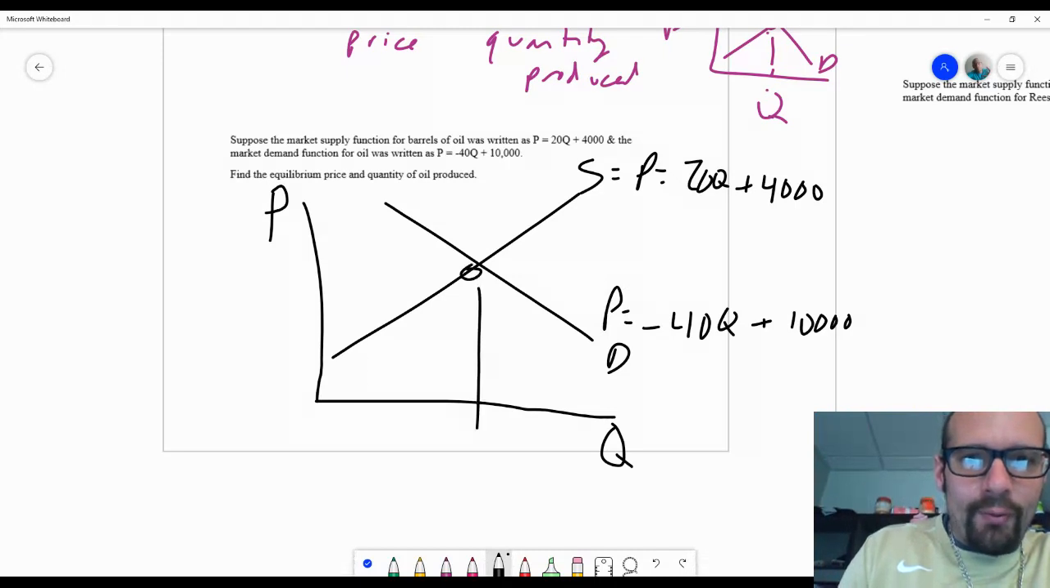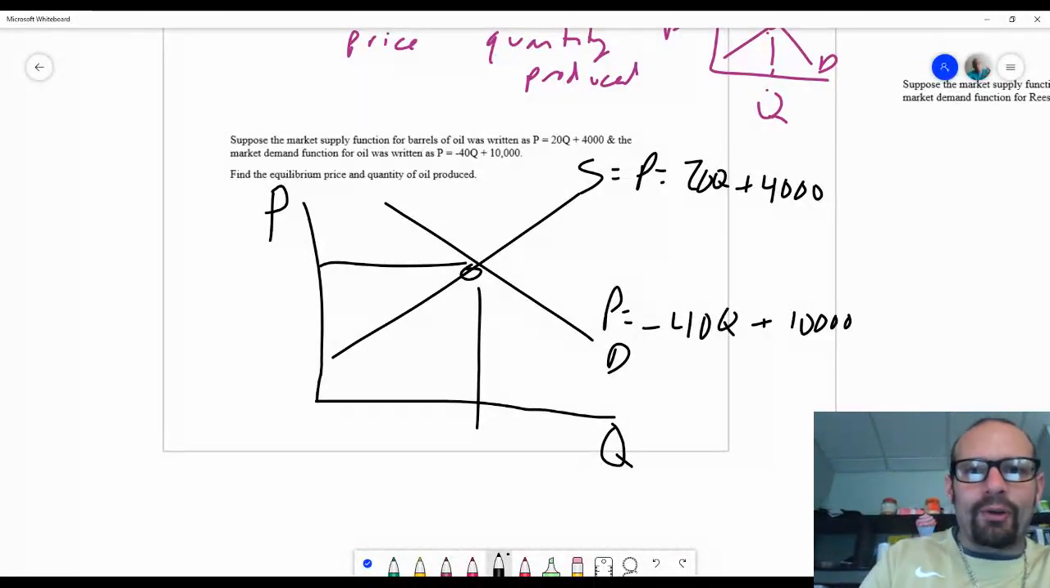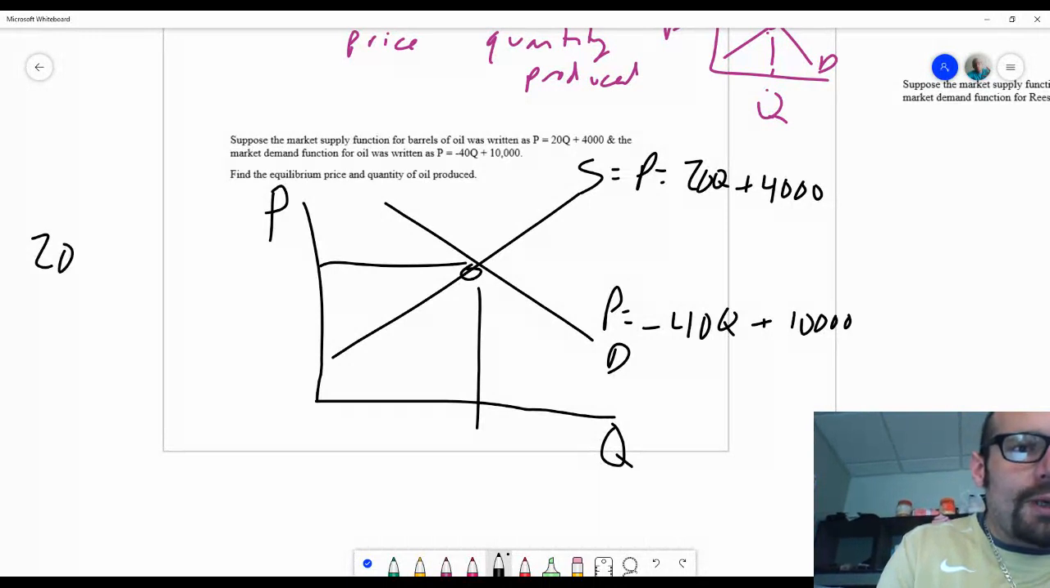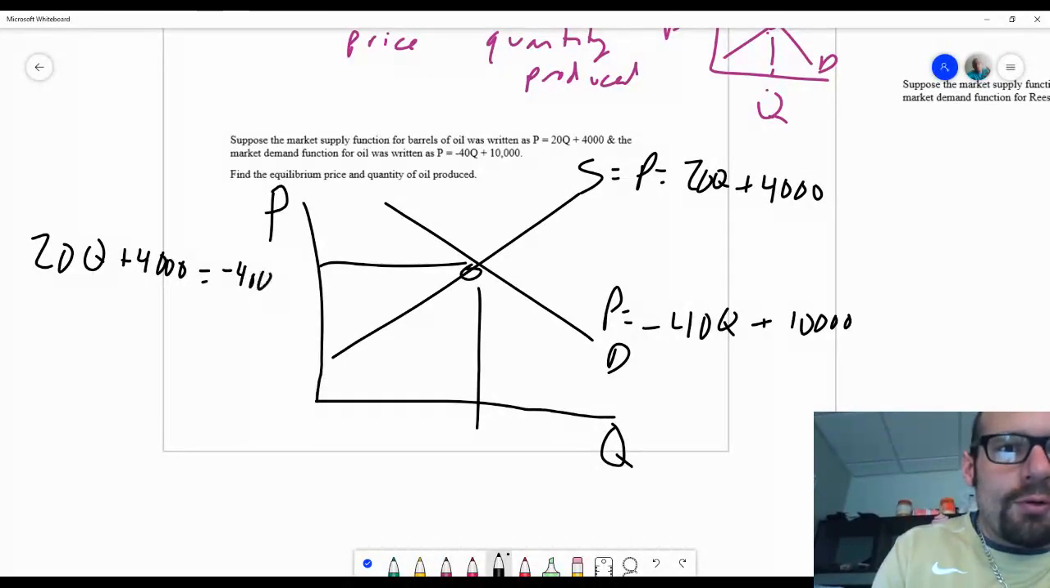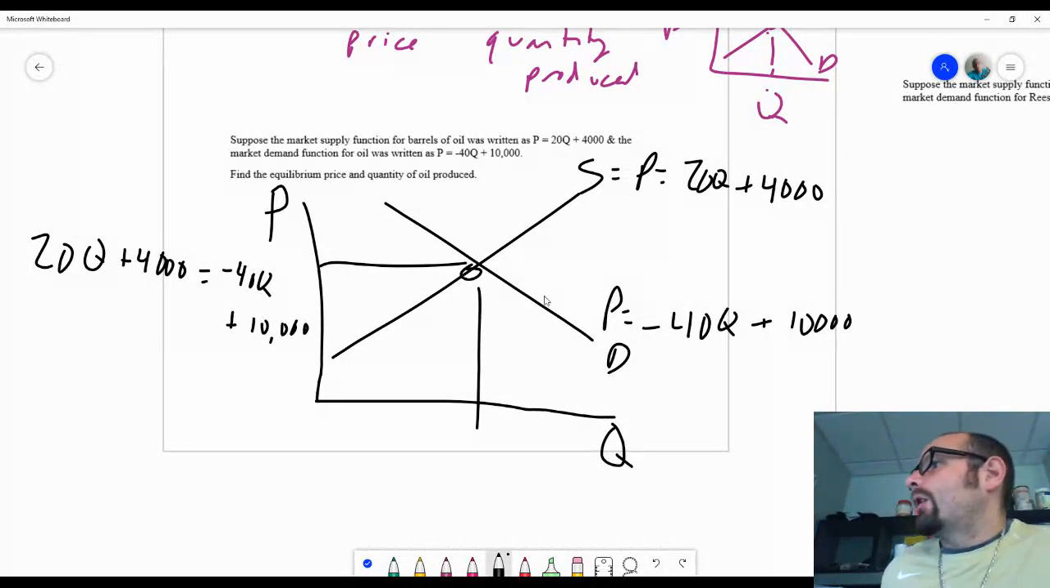To find that equilibrium point, again, we're going to solve the system of equations. So we're going to set 20Q plus 4,000 equal to negative 40Q plus 10,000. We'll solve that equation for Q, plug it back in to solve for P, and that'll be that. So if we move the Q over, we have 60Q on one side. On the other side, 10,000 minus 4,000 is 6,000.